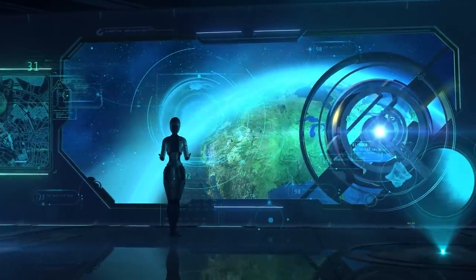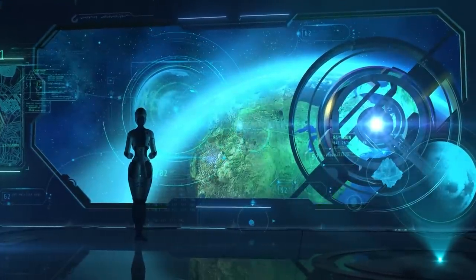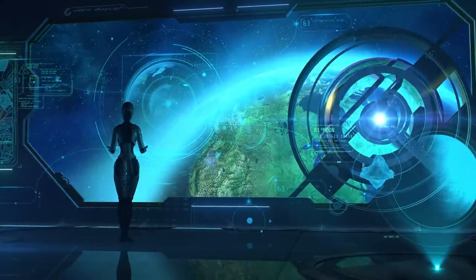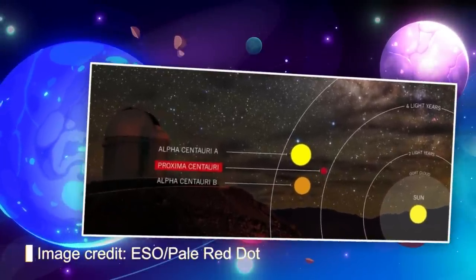The possibility of visiting other star systems is something that has always fascinated us human beings, but the limitations of the technology that we have today make this a distant possibility. The closest star system to the Earth is a triple star system known as Alpha Centauri.